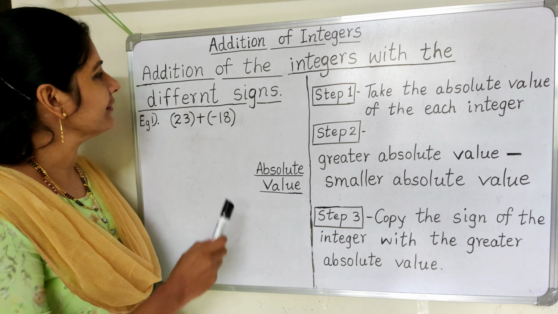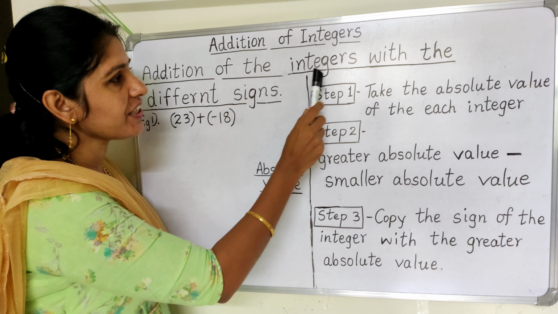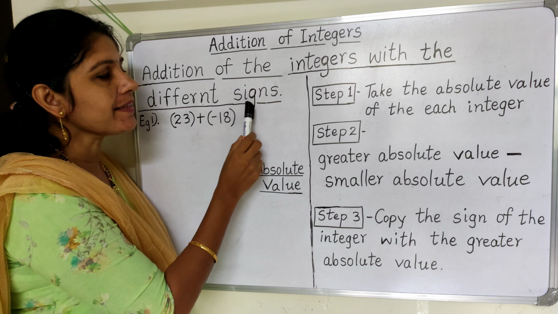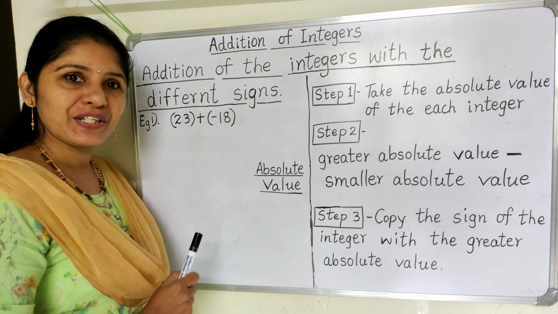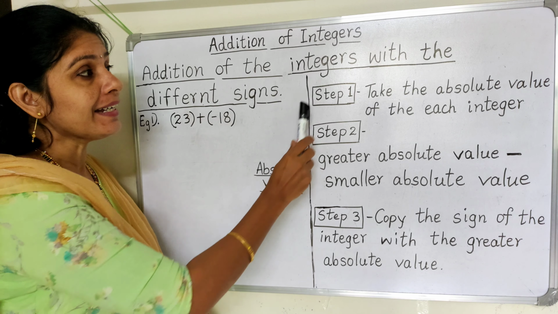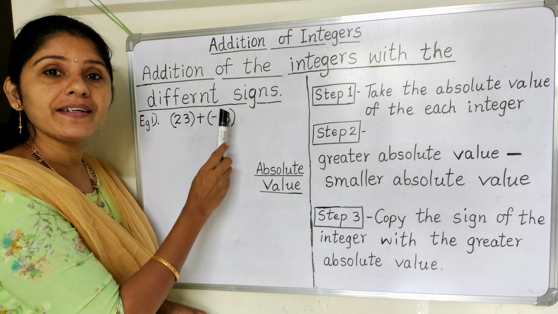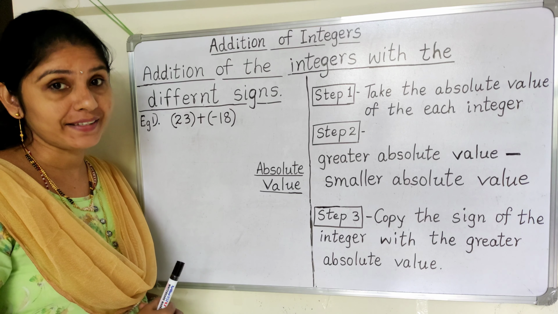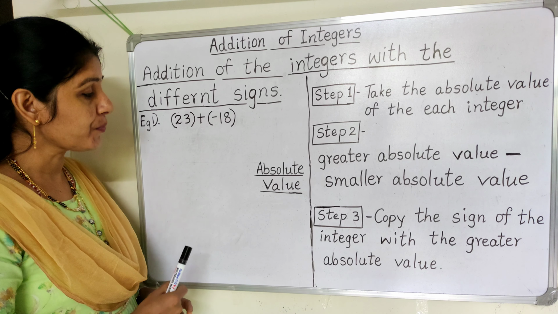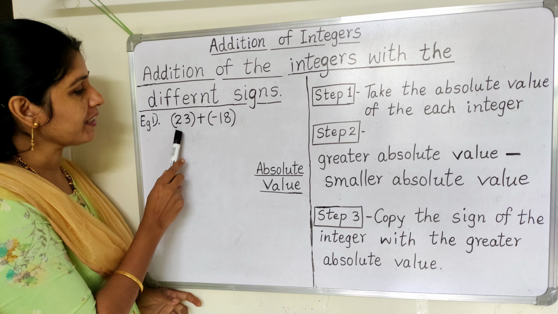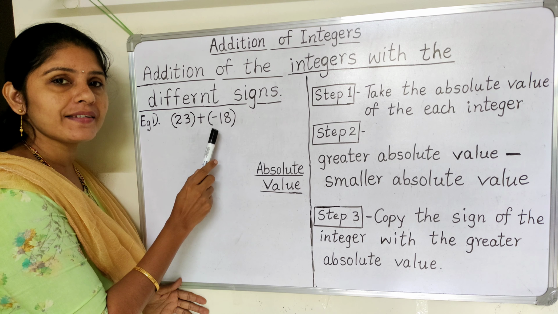Now we will learn addition of the integers with the different signs. Let us know how to add the integers with the different signs or unlike signs. Observe the example: 23 plus minus 18.